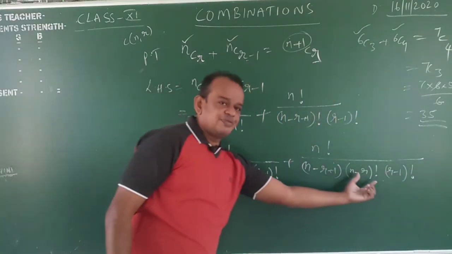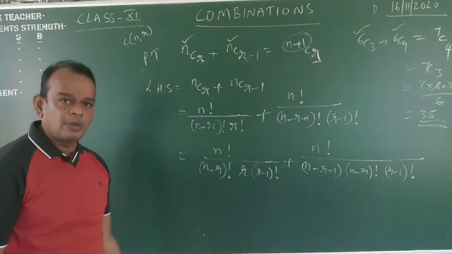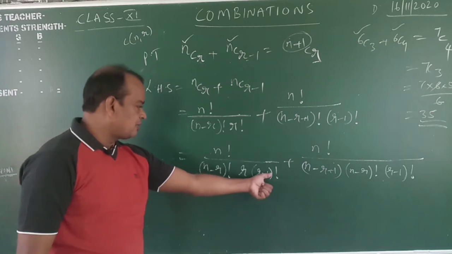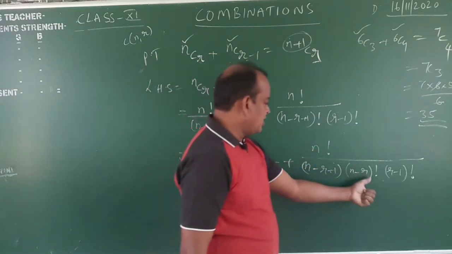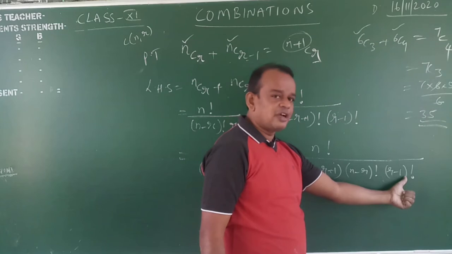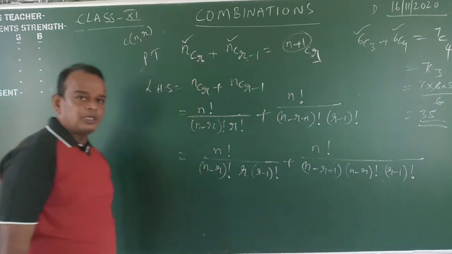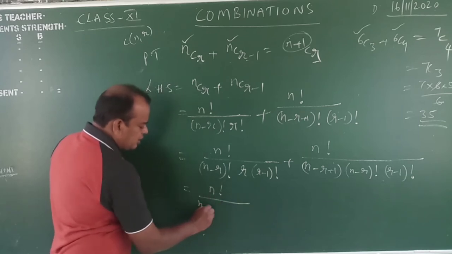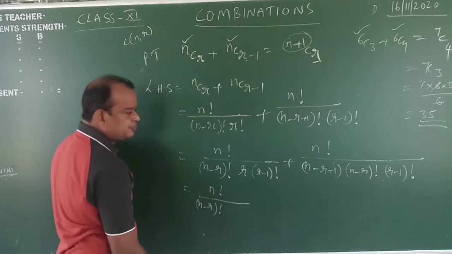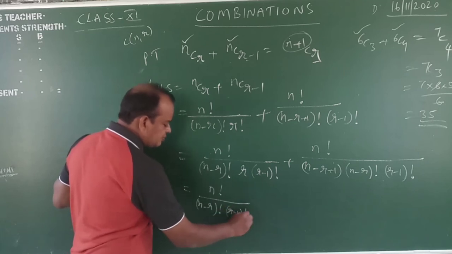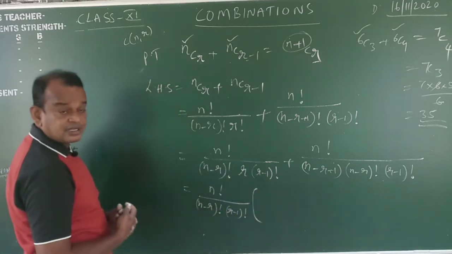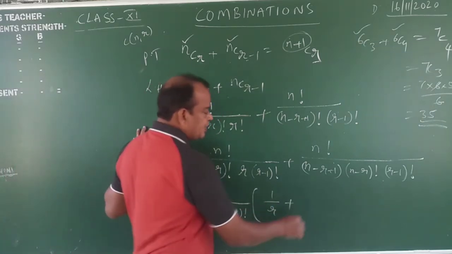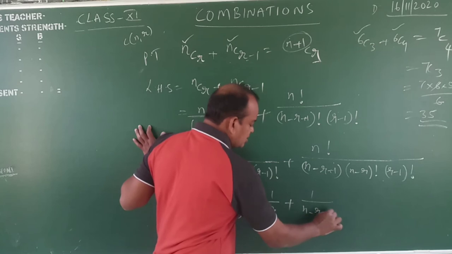Splitting this one, now taking the common: n factorial by n minus r factorial into r minus 1 factorial is taken common out. What are the remaining terms? Here 1 by r plus here 1 by n minus r plus 1.